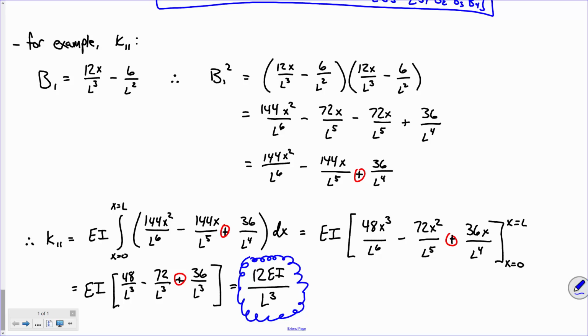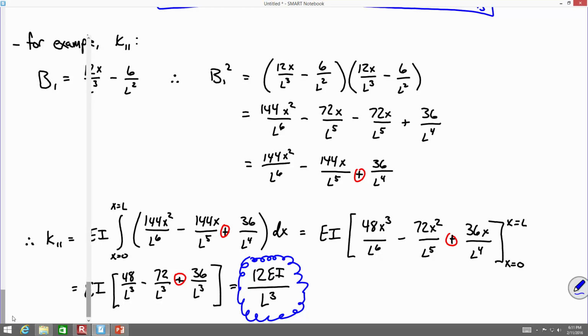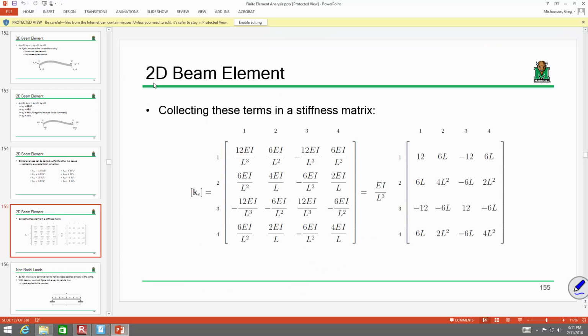But my point is, do y'all see how we did that? Okay, so don't worry, I'm not going to do that for every element in the system. Let me hit escape. But that first term in the stiffness matrix came out to be 12 EI over L cubed. If you do that for every one in the system, you'll get this. Okay, and that's it. That's all there is to it. Okay, that's the finite element method.